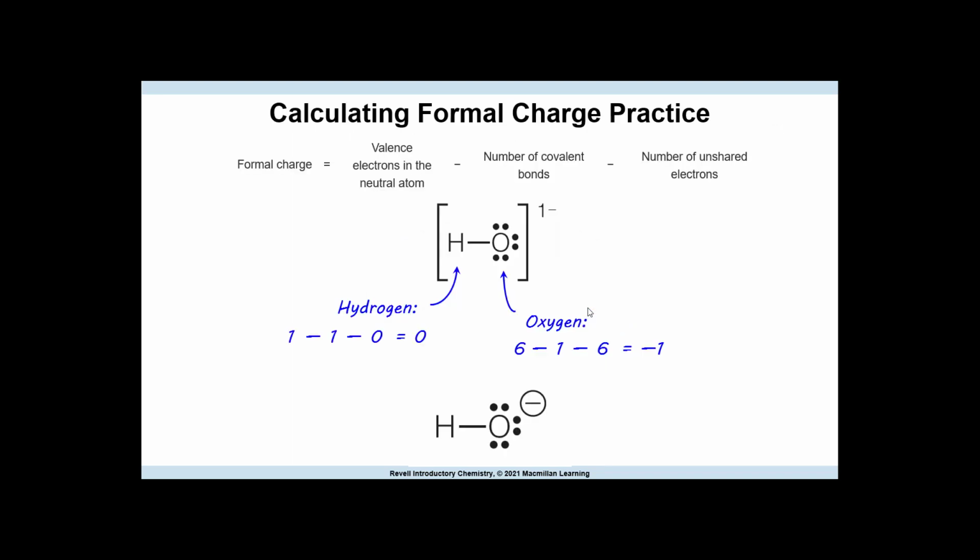We calculate formal charges using this equation. Formal charge equals the number of valence electrons in the neutral atom minus the number of covalent bonds minus the number of unshared electrons. And you do this for every single atom. You don't do it for an overall compound. You use this for every atom that's in a compound to get the formal charge on it.